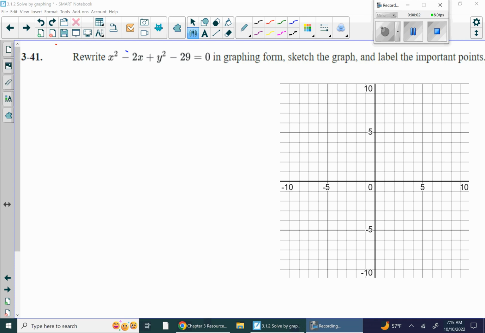All right, CPM Math 3, problem 3-41. This is a fantastic review of graphs of circles as well as completing the square. So let's jump right to it.